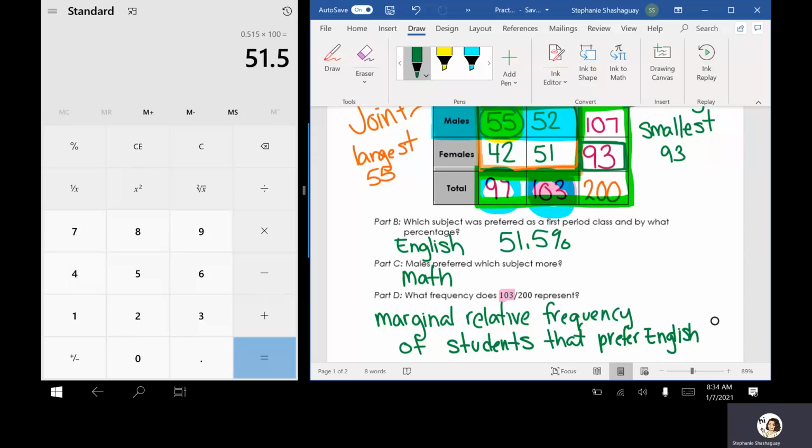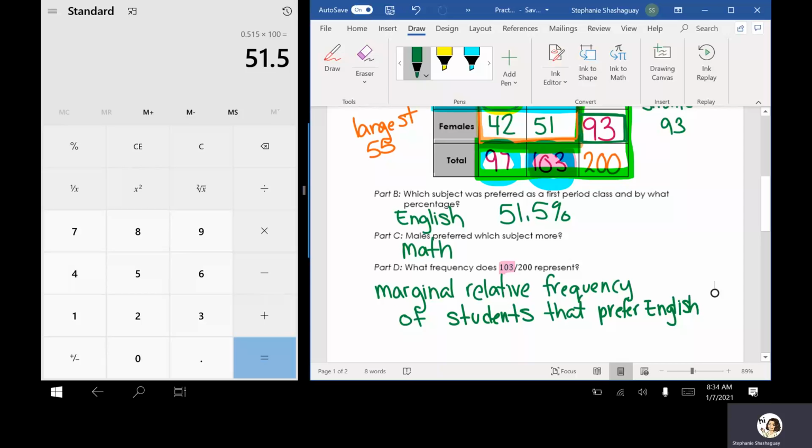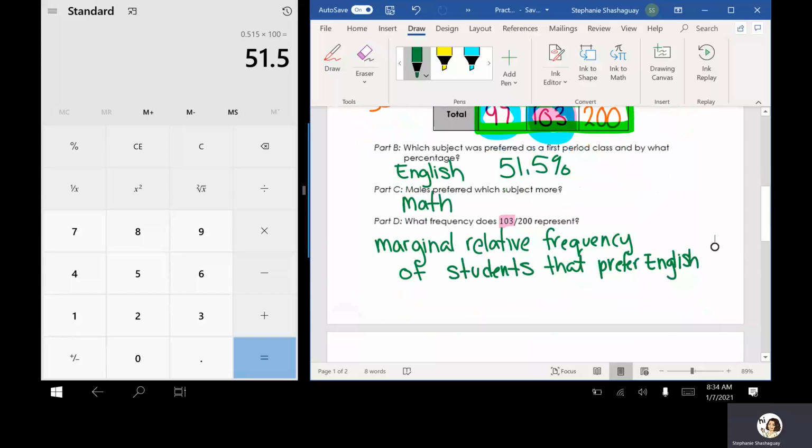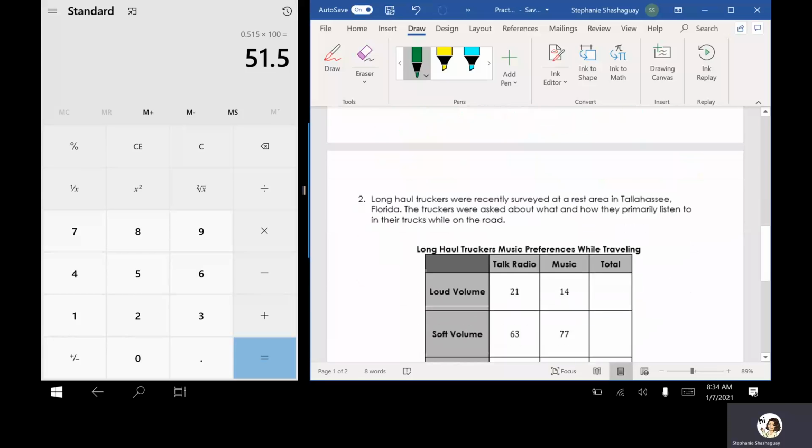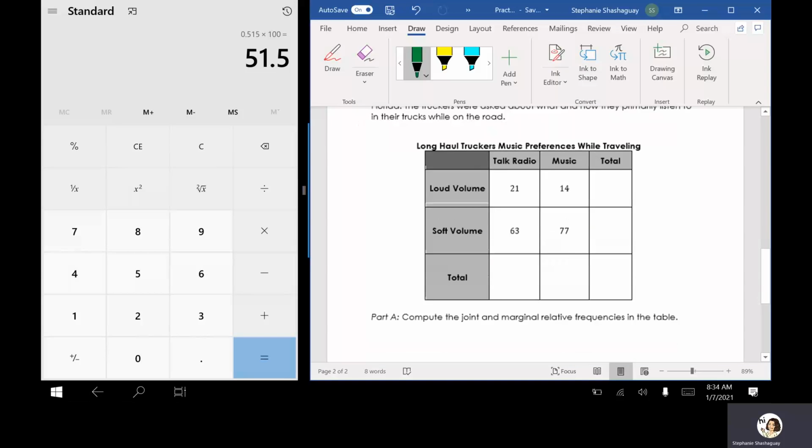Okay, so the marginal relative frequency of students that prefer English. All right, question 1 is done. Now we're going to move on to question 2.